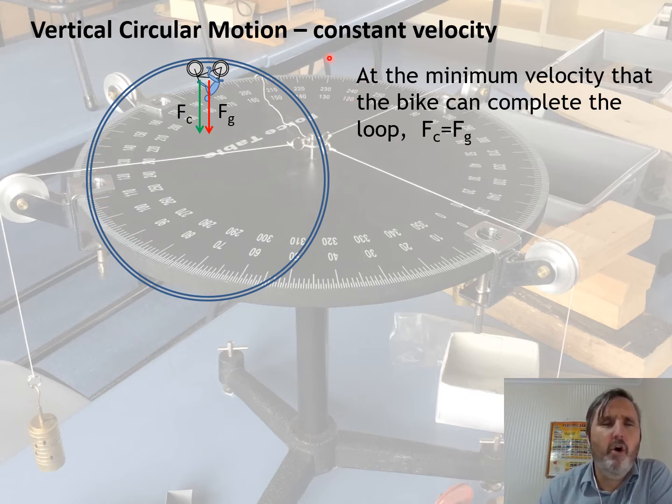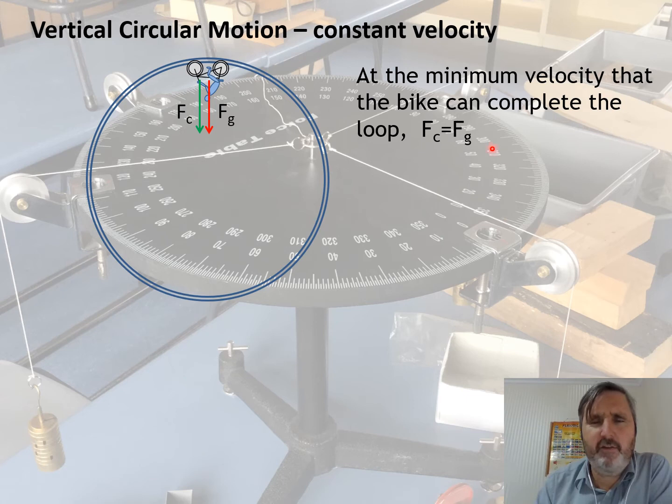What's happening is all of your gravity force is producing the centripetal force, and you don't need any support force, and you would feel completely weightless at the top, like you were falling through the air. You're not, because you're still getting turned. The gravity is turning you round the circle, but it would feel like that. So at this boundary condition, when the centripetal force equals the gravity, that is the minimum possible velocity you can have going around this loop.